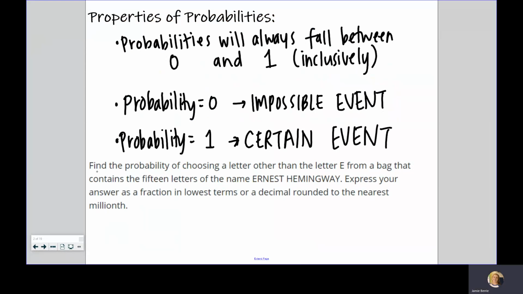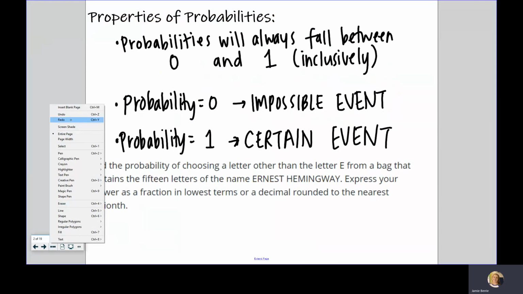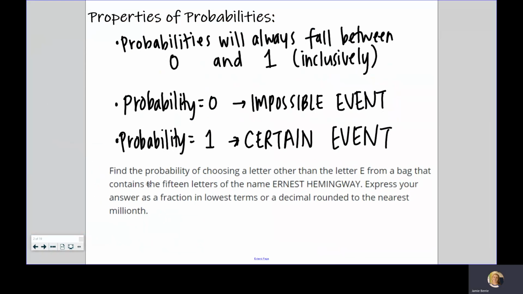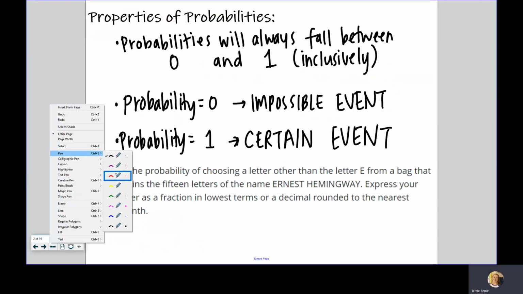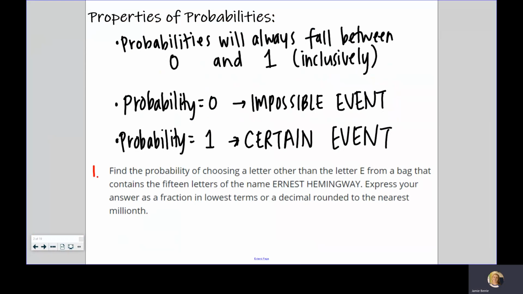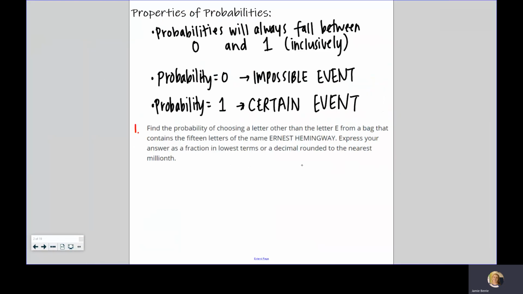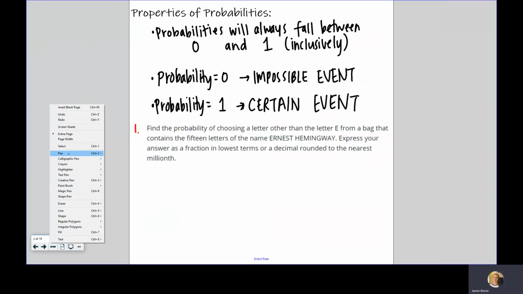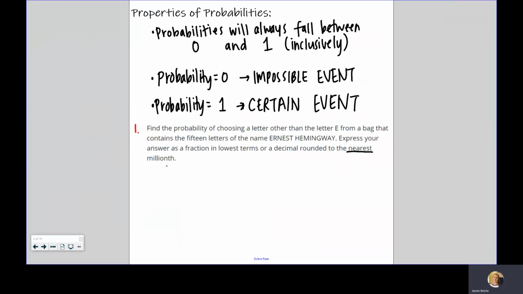All right, so we'll start off and we'll just look at a simple probability problem. Number 1: find the probability of choosing a letter other than the letter E from a bag that contains the 15 letters of the name Ernest Hemingway. Express your answer as a fraction in lowest terms or as a decimal rounded to the nearest millionth. Just for future reference, nearest millionth means 6 decimal places.